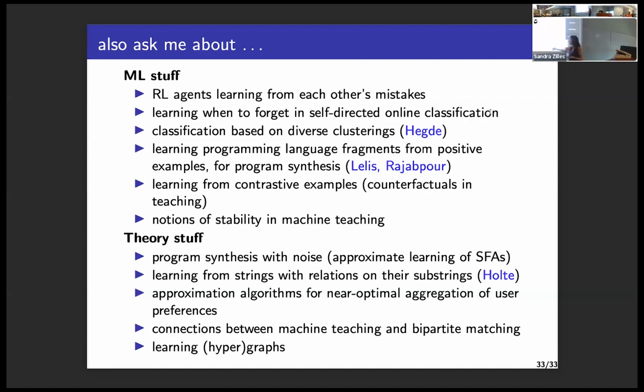Connections between machine teaching and bipartite matching. So I can now get sucked into graph theory, and I'm also looking at learning graphs, learning hypergraphs, learning discrete dynamical systems. So lots of interesting stuff, and I hope you have lots of questions for me.